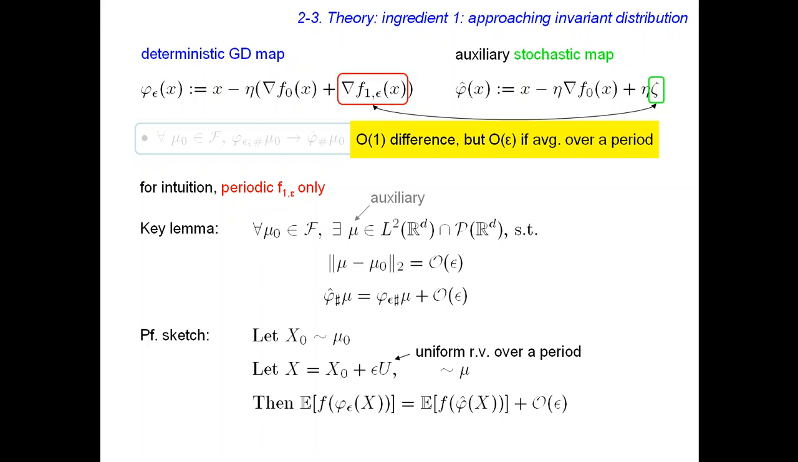But as we take the expectation of test functions, we average over this uniform random variable, which is equivalent to averaging over a period. If we do so, then the difference between these two terms will be reduced to order epsilon at most, and the intuition is that this zeta is really the weak limit of the microgradient, and that's basically the average of the microgradient over infinitely many periods.